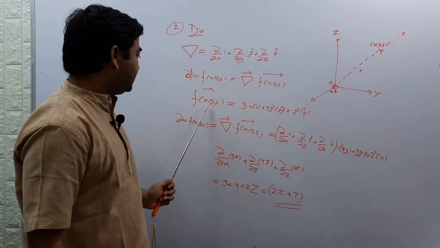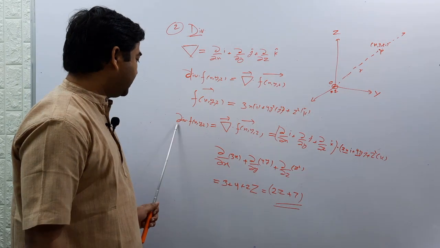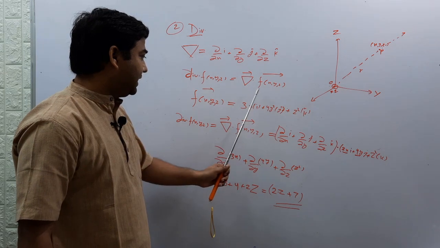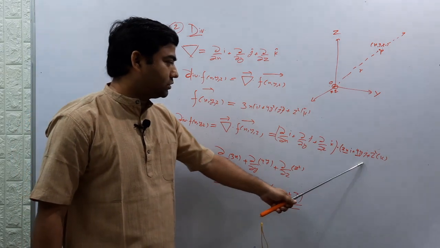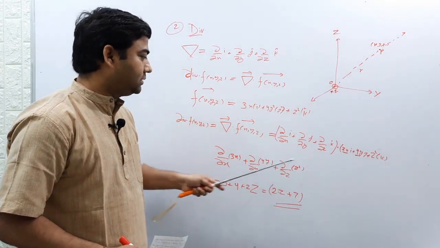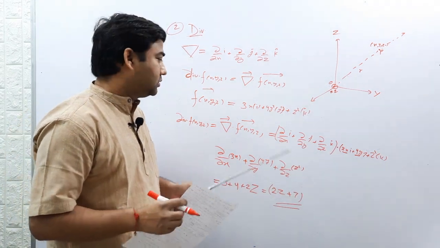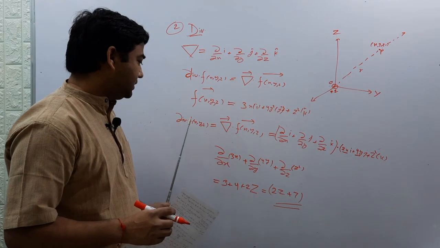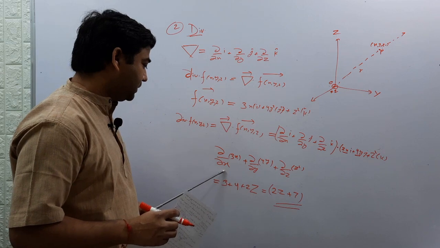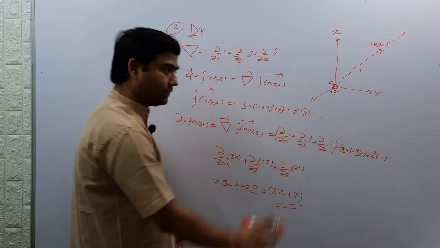So the divergence of this vector function, represented by this expression, we have found by the dot product of del and the vector function. This is del, this is the vector function, and the dot product is carried out to find divergence. This has been expanded in this expression, and we found the final expression as 2z plus 7.